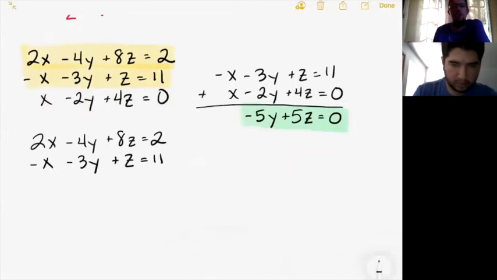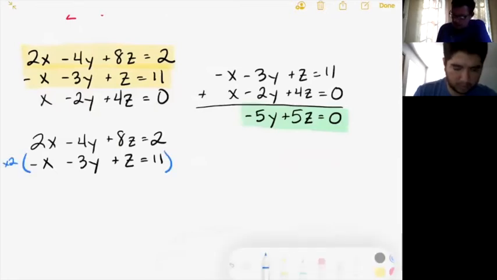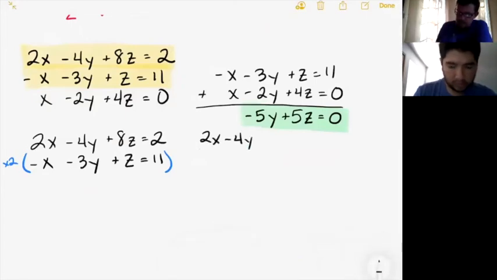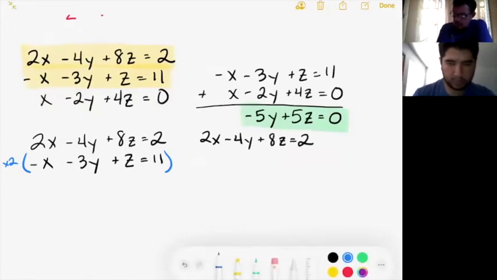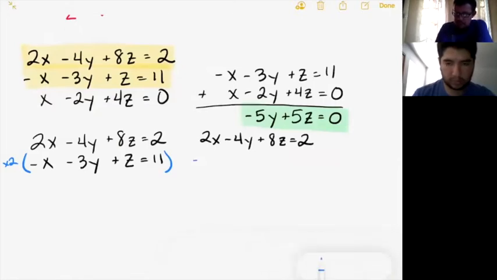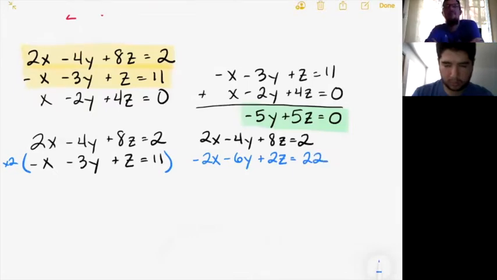And I love your suggestion. You said if I just multiply the second equation by 2, that eliminates the x's. Beautiful plan. You are so smart. Your math teacher must be amazing. So the top equation is going to stay the same. And in the bottom equation, everything's going to get doubled. So instead of negative x, it's negative 2x. Instead of minus 3y, it's minus 6y. Instead of plus z, it's plus 2z. And instead of equals 11, it's equals 22. Very smart. Very good idea.